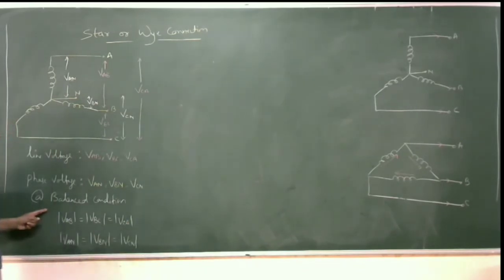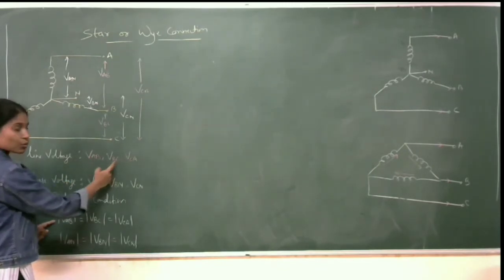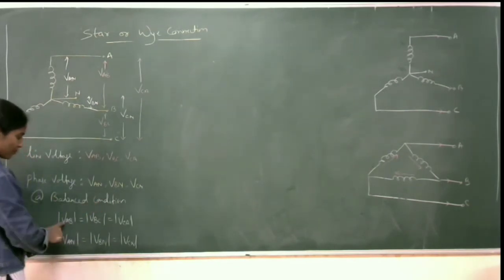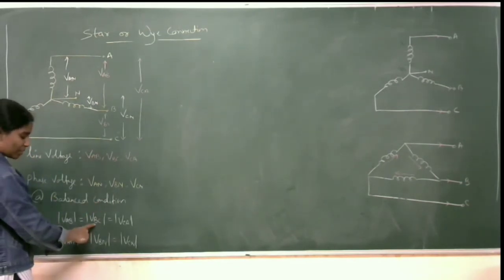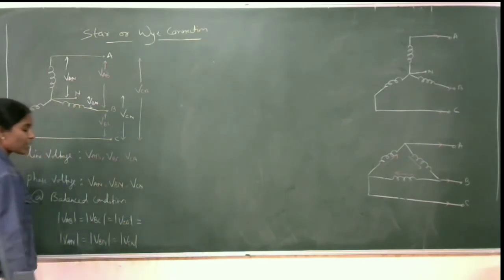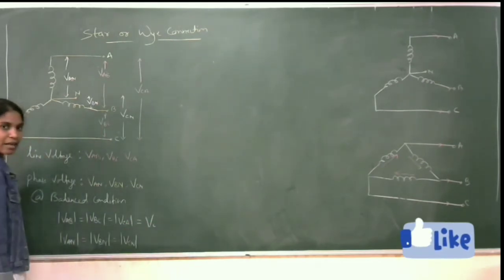So at balance condition, what is that? These line quantities, the line voltages, should be equal in magnitude. We have discussed in the last class that VAB should be equal to VBC, should be equal to VCA. All the magnitudes should be equal, and this represents my line quantities, so I am representing it with VL, that is line voltage.